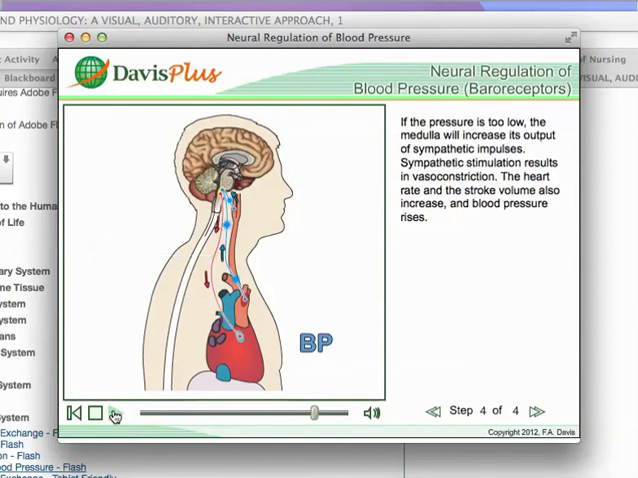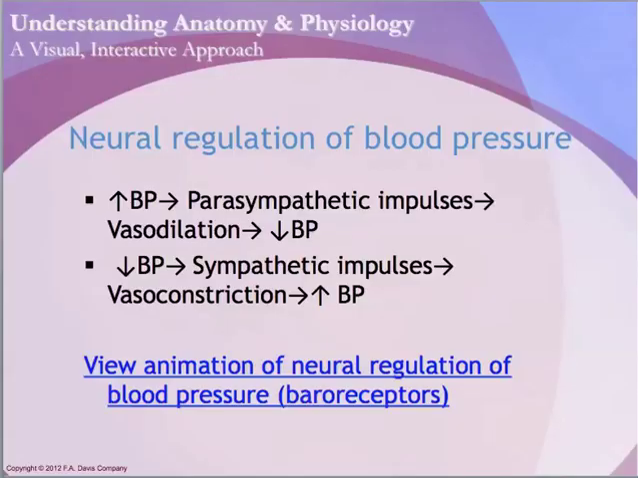If the pressure is too low, the medulla will increase its output of sympathetic impulses. Sympathetic stimulation results in vasoconstriction. The heart rate and the stroke volume also increase, and blood pressure rises. So, just a review of what I just talked about there.